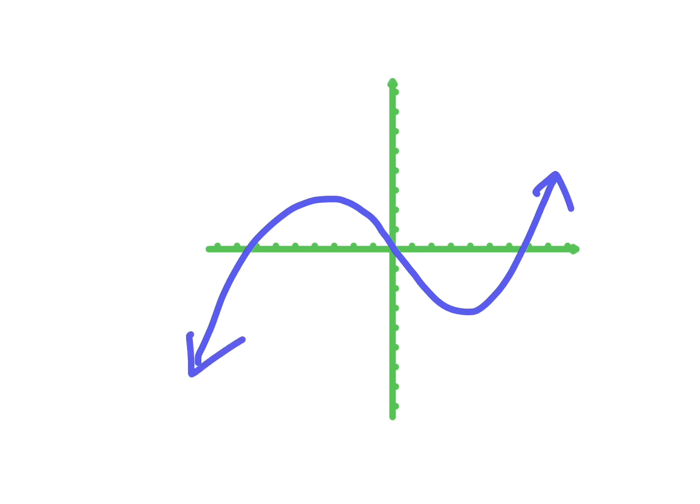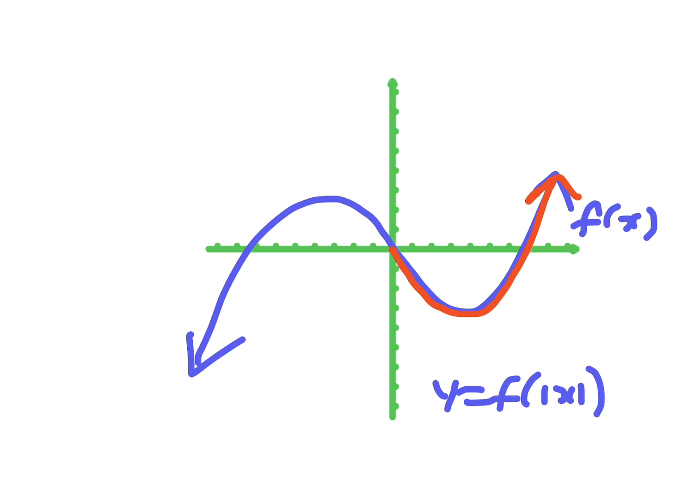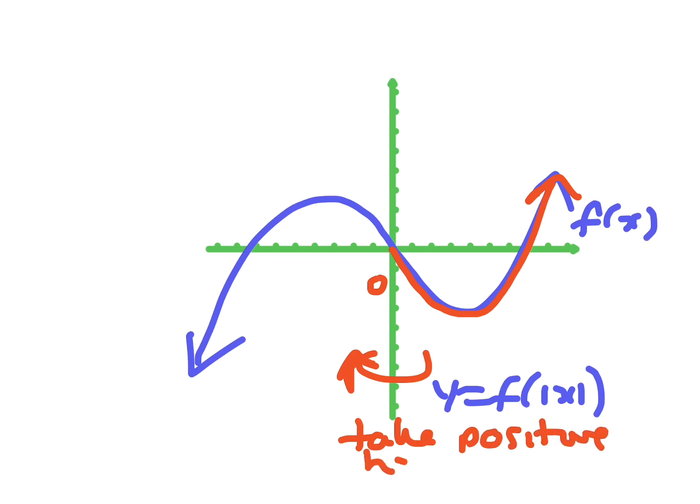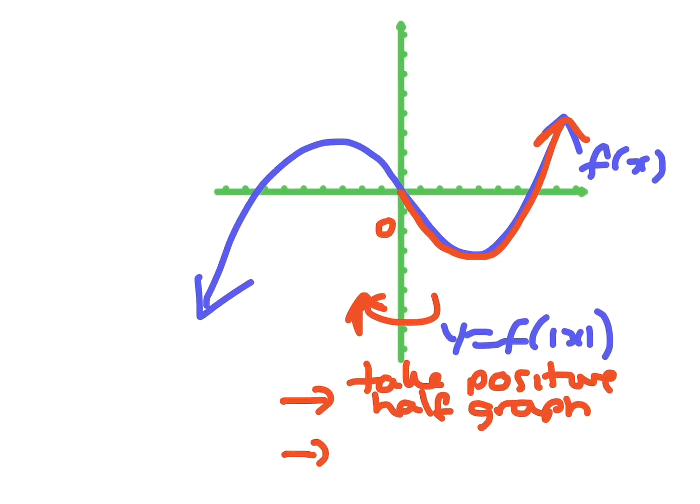Okay, so let's look at another one. Let's draw this like this. So this is f of x, and we want to draw y equals f of the absolute value of x. So you take the positive half of the graph, which is that one, and then the next step is you reflect it in the y-axis.